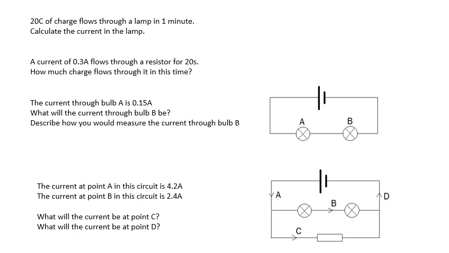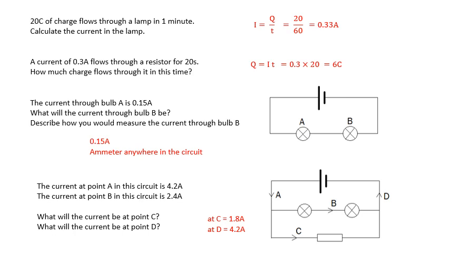Here's a couple of questions for you to have a go at. What I suggest you do is pause the video, and I'll show you the answers in 3, 2, 1. Okay, so the first one is a typical sum. Whenever you do a sum, write the equation, substitute in the numbers, work it out. Don't forget the units. I equals Q over T. Little trick here, 1 minute. Now, 1 minute is 60 seconds.